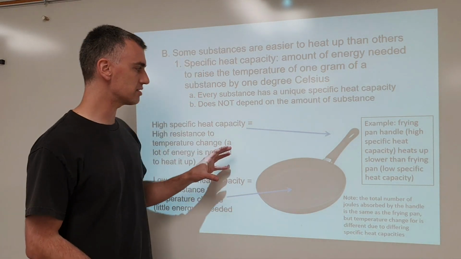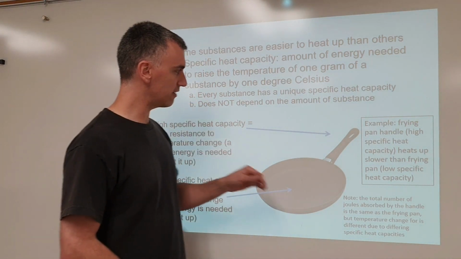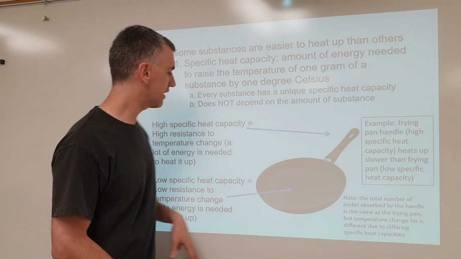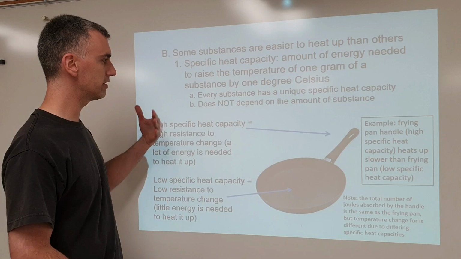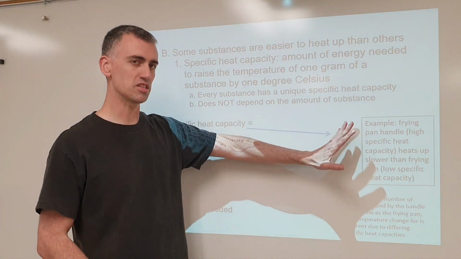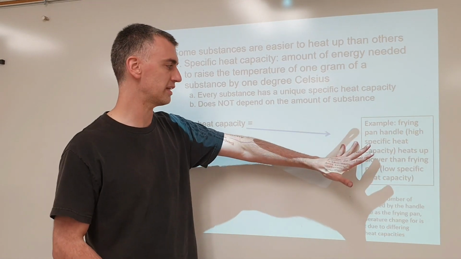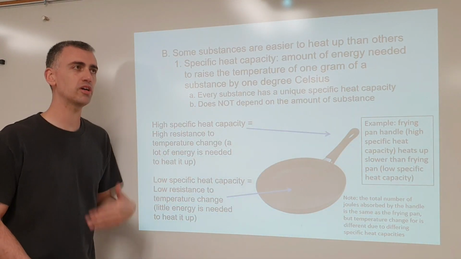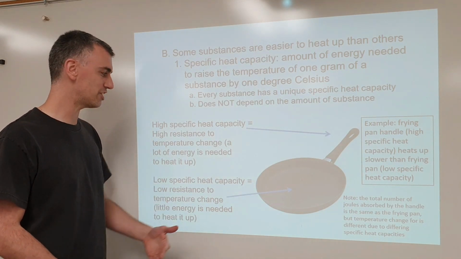What that means is, well, why is it that if you grab the handle, you're fine, and if you grab this, you're going to the hospital? The answer is you have high specific heat capacity here. This is highly resistant to temperature change, this plastic of the handle, or wood, or whatever it's made out of. Whereas the metal here has a low specific heat capacity because there's a low capacity to resist heat change.